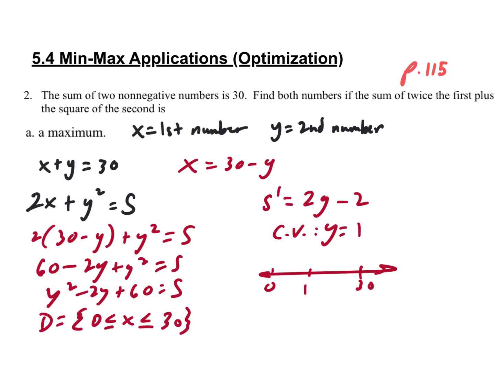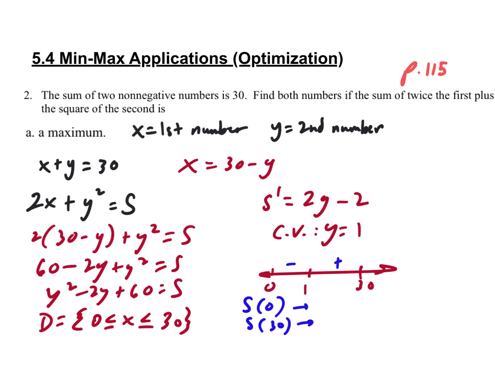When I plug in something bigger than 1, I get a positive. When something less than 1, I get a negative. Well, what's the problem here? This would be a min. 1 is going to be a min, not a max. So here's where I still have to look at S of 0 and S of 30 and see where my maximum value actually occurs.